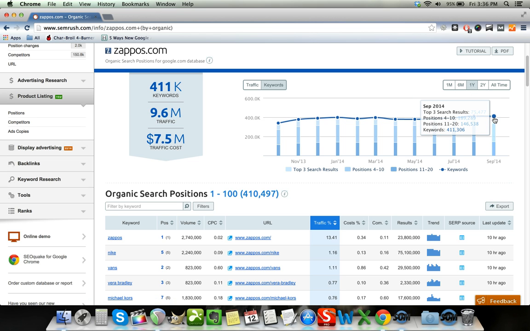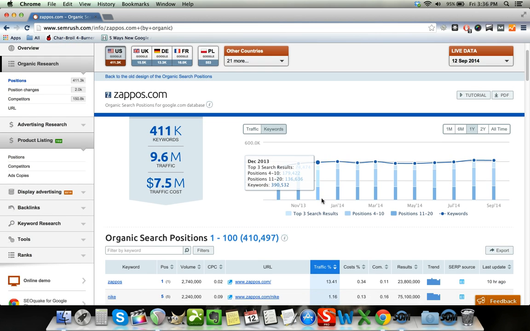The top of the graph tells us the total number of keywords that they rank for this month. And in September, I could see that they have 75,000 keywords in the top 3 search results, 189,000 in positions 4 to 10, and then 146,000 in positions 11 to 20. Okay? And let's go ahead and go through these columns here.